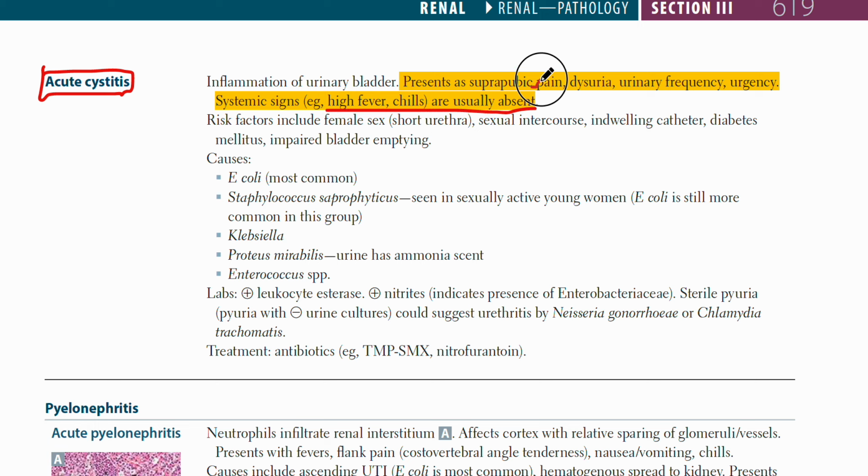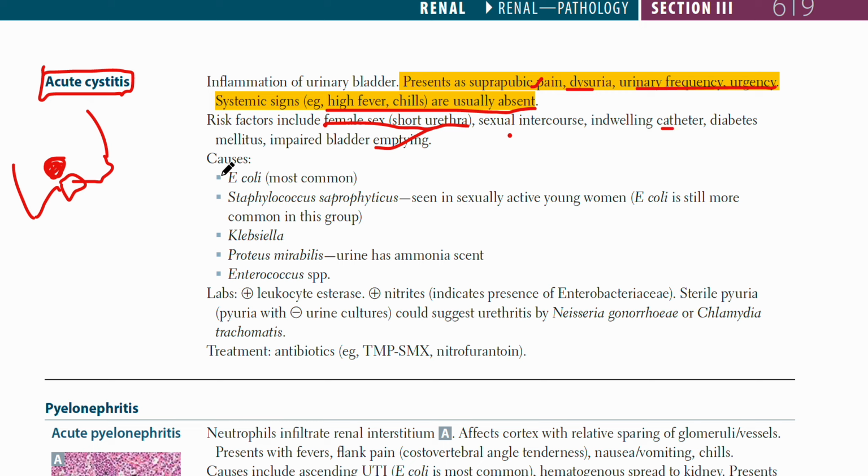So pain, suprapubic. You might know where the pubis bone is, right? You must know. So there is suprapubic pain in this region, and also dysuria, difficulty in urinating, and urgency and frequency. Urgency is you have to pee right now, and frequency is you have to pee repeatedly. They are both associated. Risk factors include female sex, because of the short urethra and sexual intercourse, indwelling catheter, diabetes mellitus, and impaired bladder emptying. All of these can cause acute cystitis.